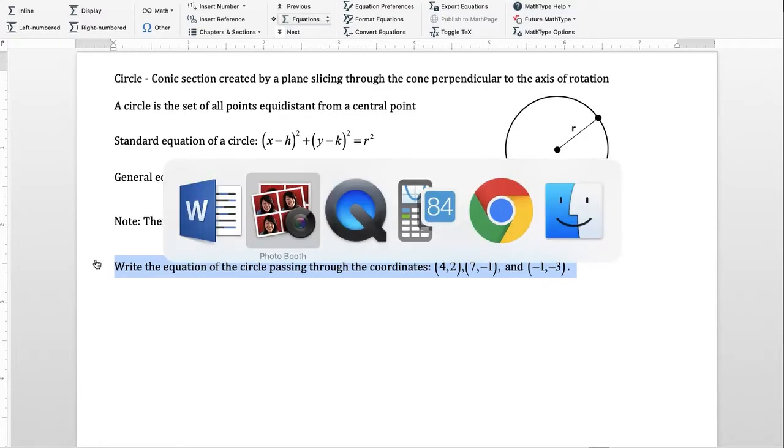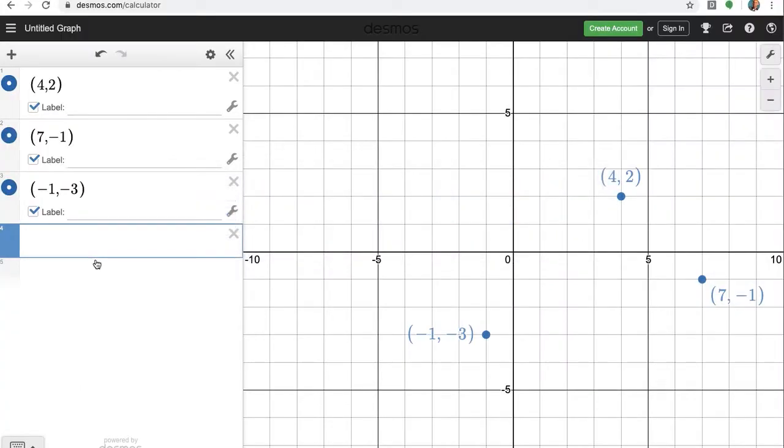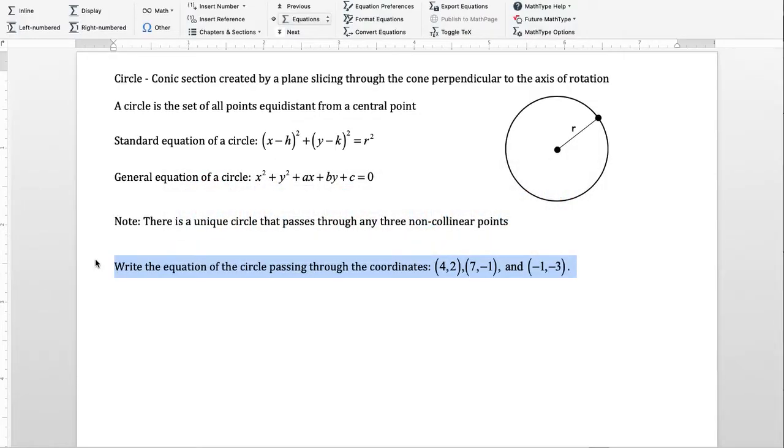Looking over at a graph, we want to come up with an equation of a circle that hits those 3 points. The reason we can do this is we're going to take advantage of the general equation of a circle. Now there is x squared plus y squared, but there are 3 missing variables there, a, b, and c. 3 variables, 3 coordinates, you got it. We're going into a system of equations.